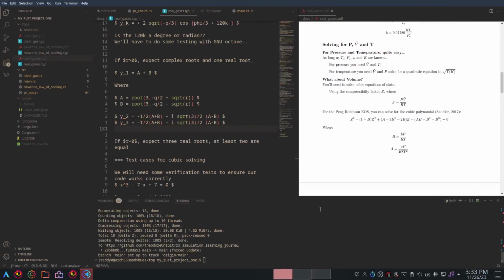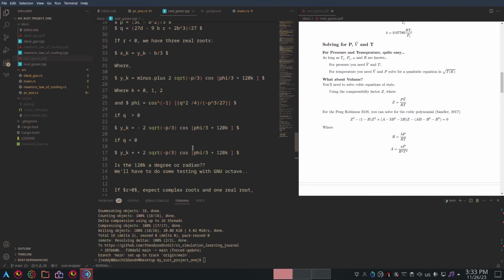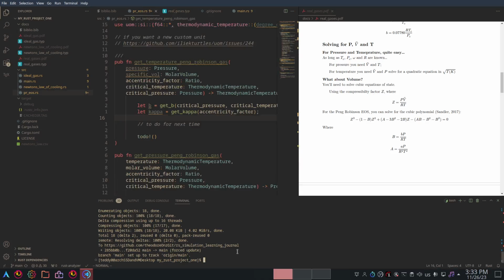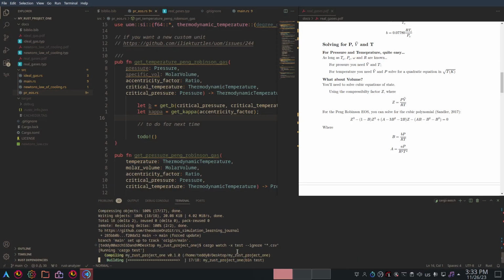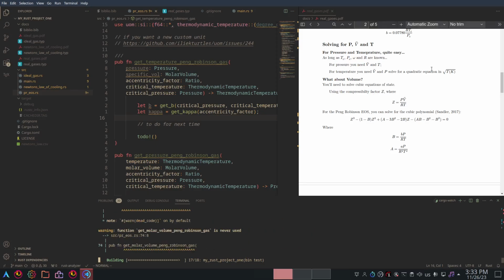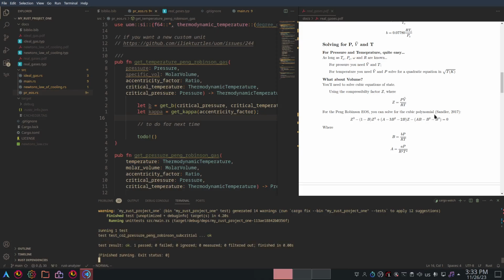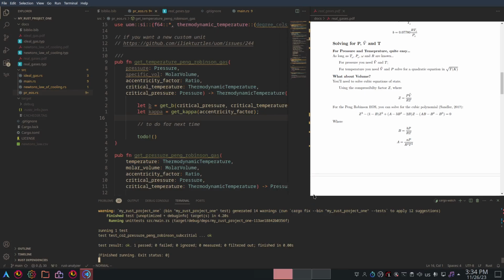Without further ado, let's just start with our coding of the Peng-Robinson equation of state. I'll do it in Rust, and we already went through some of the Git things already. So I'm just going to run cargo watch -x test. Of course, there'll be some warnings, but we can clear them up later. Most important is to get this cargo test going.